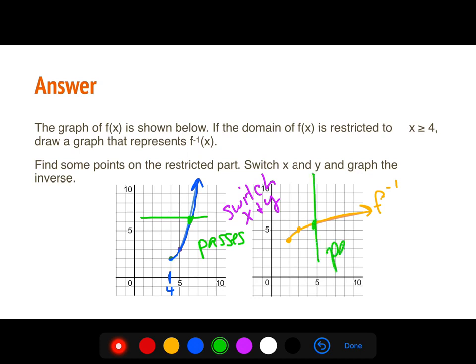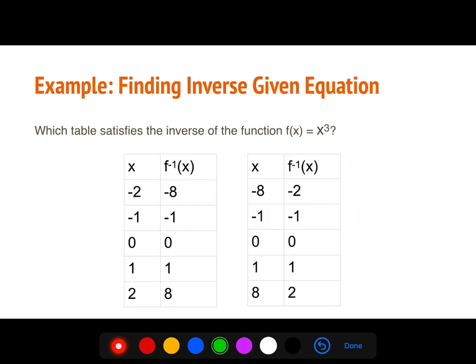If we do the vertical line test, he'll pass. And that's why we chop the u in half at x greater than or equal to 4, so that he will pass the horizontal line test on the original, which makes him pass the vertical on the inverse. And we got that by switching x and y. All right, now let's go to something a little bit more fun.